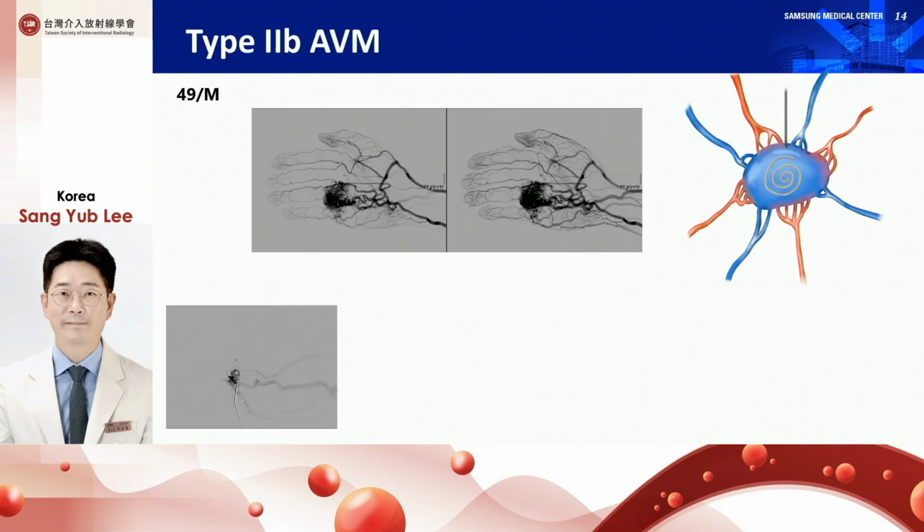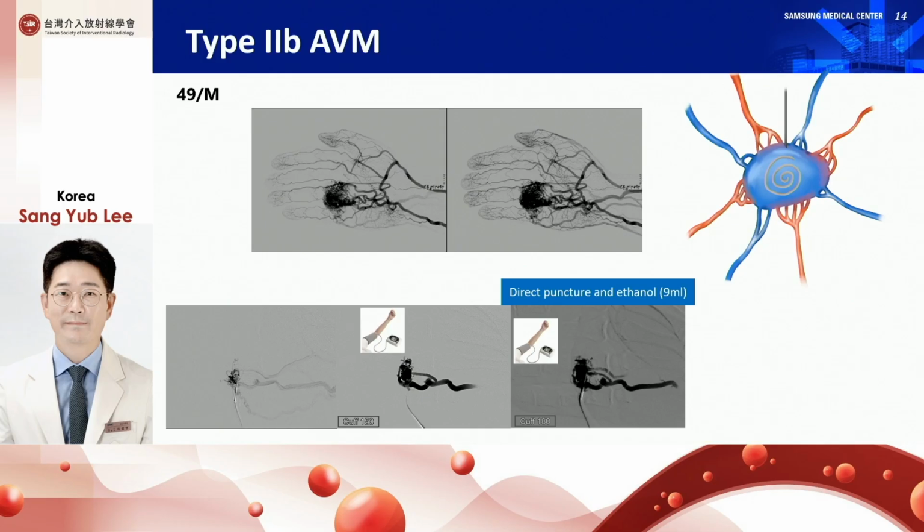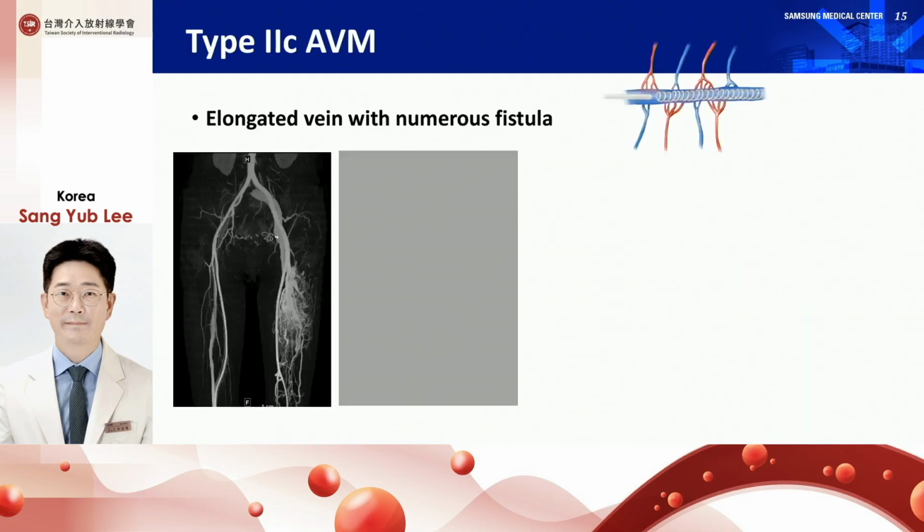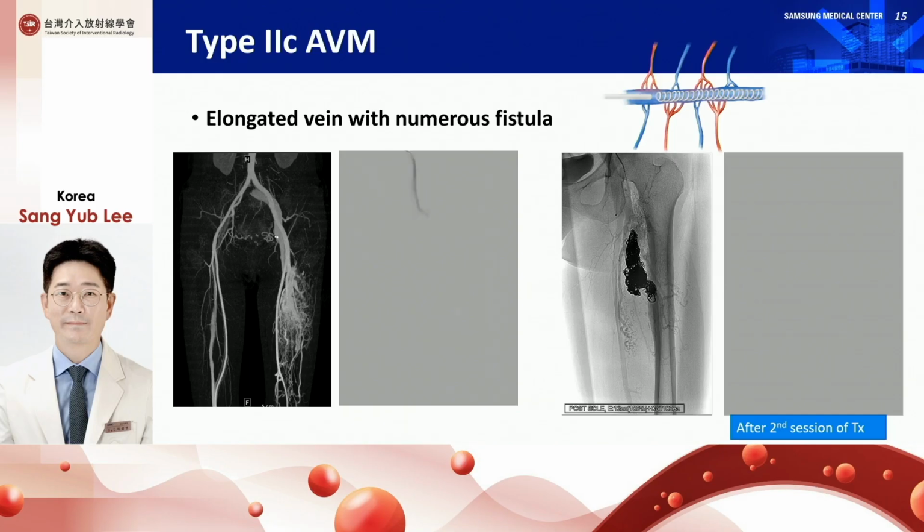This is a type 2B, with no big draining vein. This is a direct puncture venogram, and under flow control using a BP cuff, after injection of the ethanol, the lesion disappeared. Type 2C had an elongated vein with multiple fistulae in the vein wall. So in this case, you can see a delayed vein. We punctured the vein and performed coil embolization. After that, we used ethanol to embolize the feeding artery. And this is the follow-up.